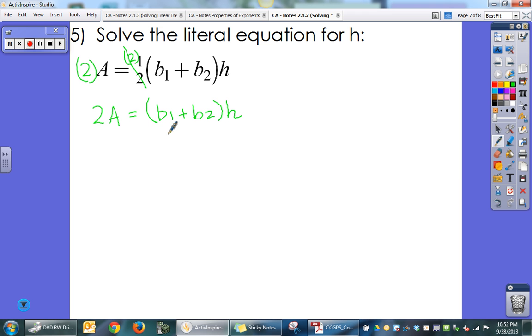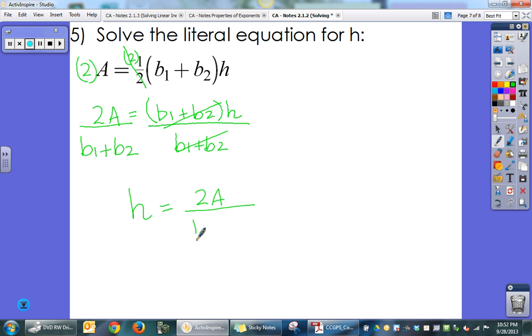In this case, it may be helpful. You could either distribute the h, but even though it's asking us to solve for h, well, never mind. Let's go ahead and just do this. Let's divide both sides by b1 plus b2. So we've got h equals 2a over b1 plus b2.